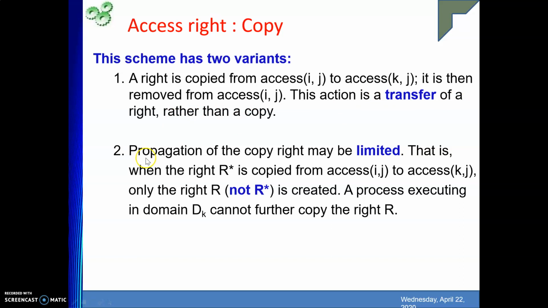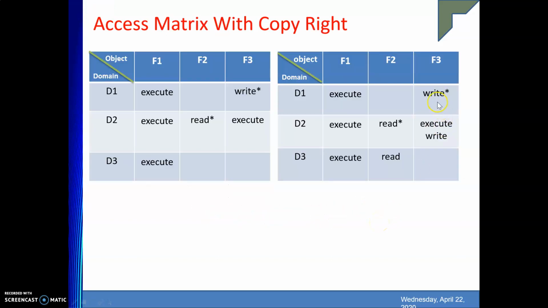Understand? Another one is what we have discussed just now: propagation of the copy right may be limited. That is, when the right R star is copied from access(i,j) to access(k,j), then only the right R, not R star, is created. That we have seen in the last example. A process executing in domain Dk cannot further copy the right R. That we have seen in this, no? Right star. So the right is copied here, not the star, right? That means from the D2 domain, it cannot be copied to other domains.